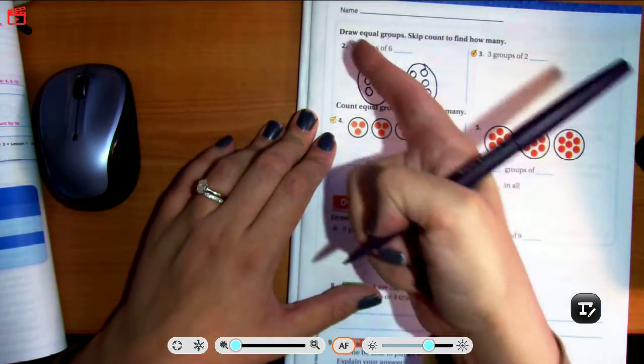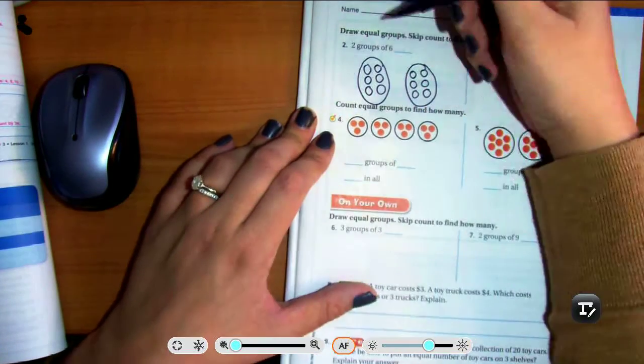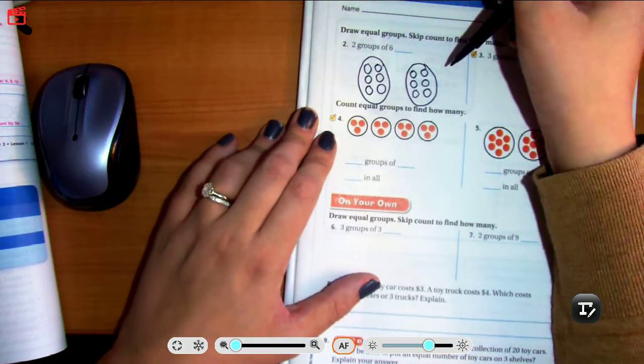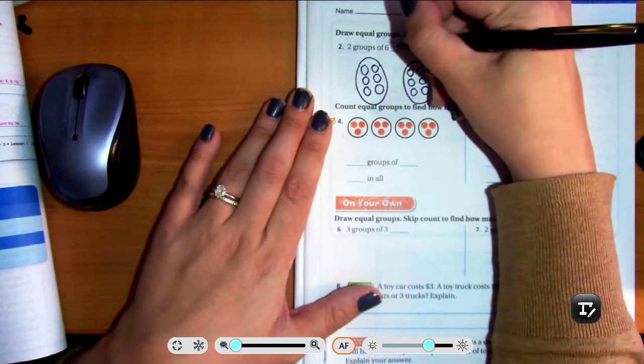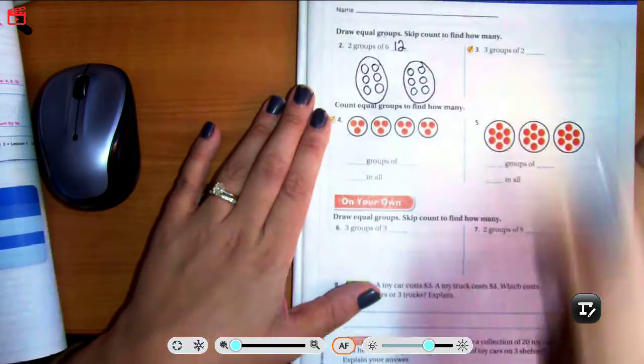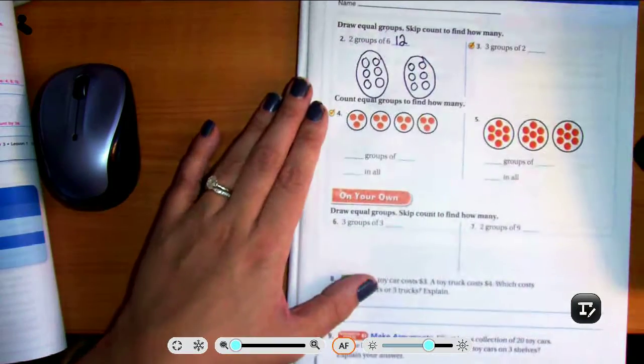All right, so now I have 2 groups of 6. Now I can either count by 2s or I can count by 6s. So I'm going to count by 6s. So 6, 12. 2 groups of 6 is 12. I could have also counted each individual circle.